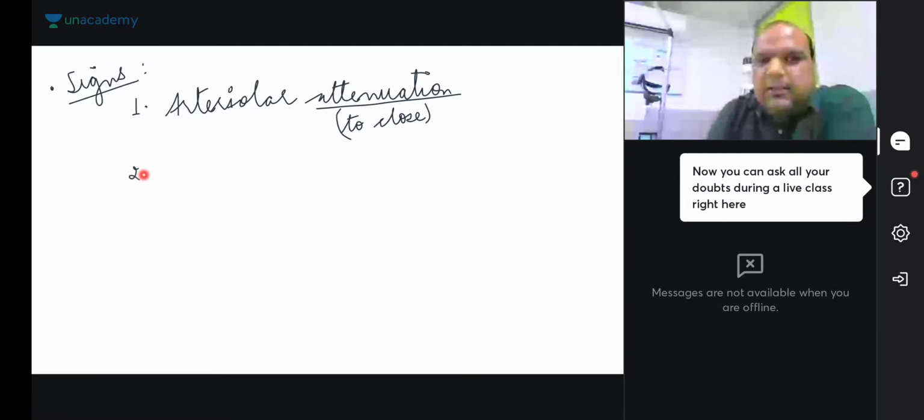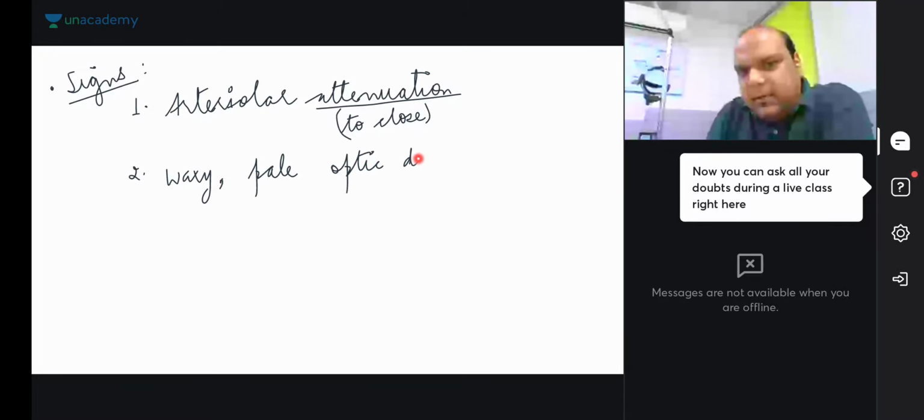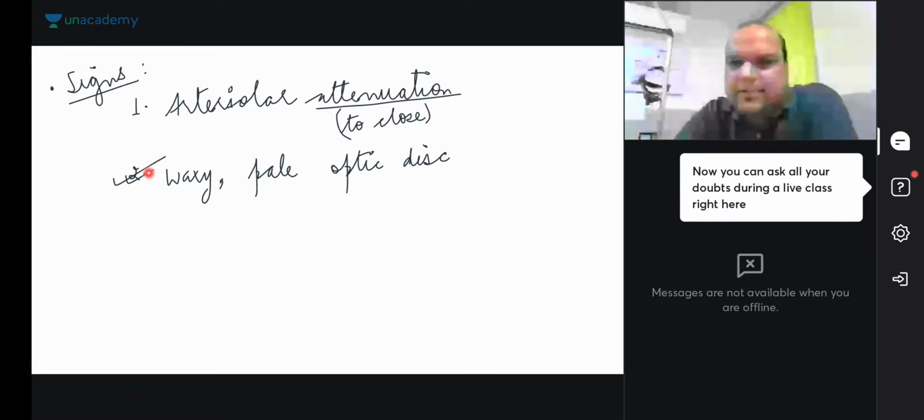Arteriolar attenuation. The second important sign is waxy, pale optic disc. Anybody can think of why the optic disc is waxy and pale? The answer is in neuroophthalmology. I've already done 6 to 7 hours of neuroophthalmology with you guys. If anybody can remember, type in the comment. Why is the optic disc waxy and pale?